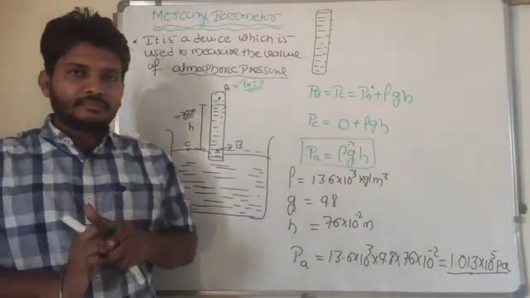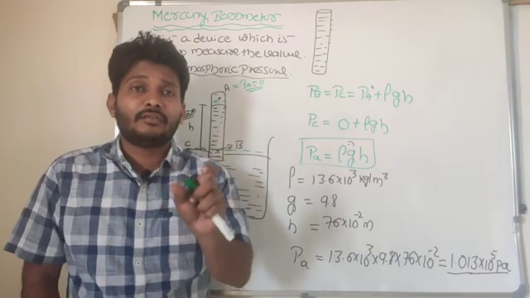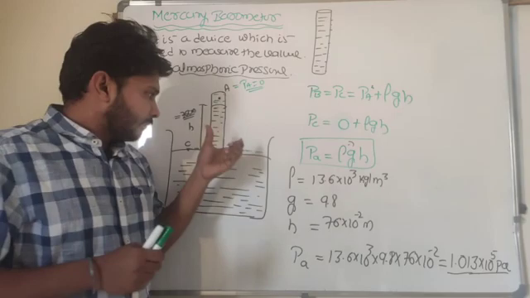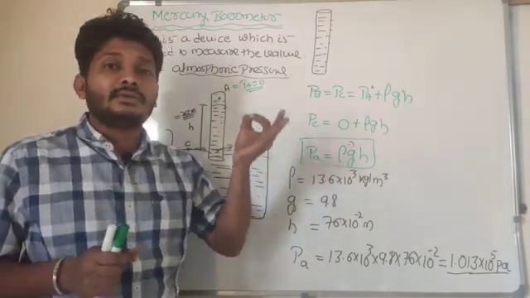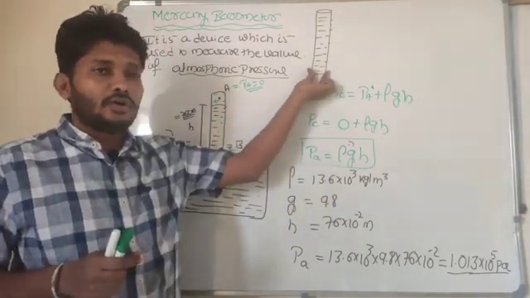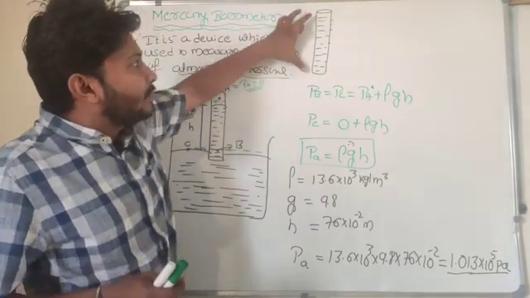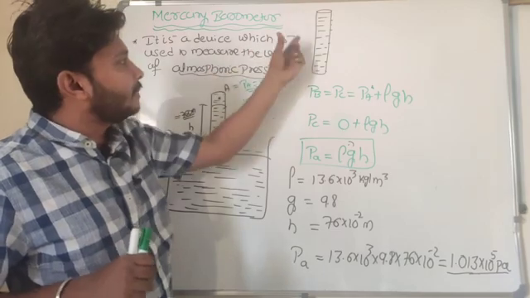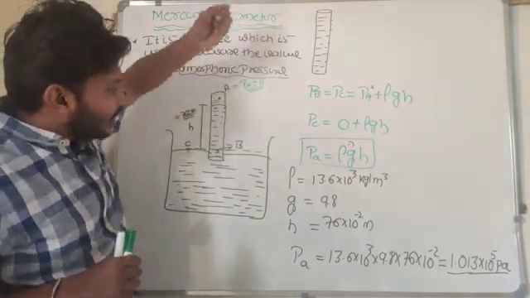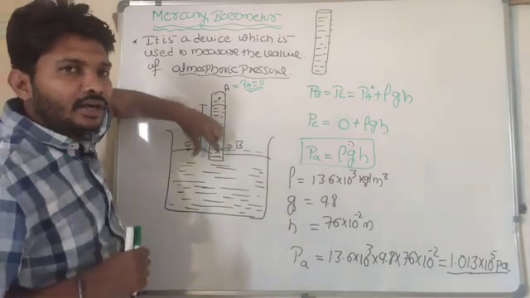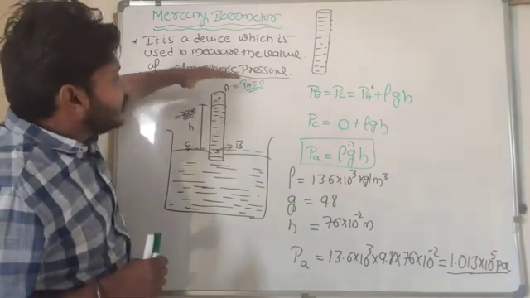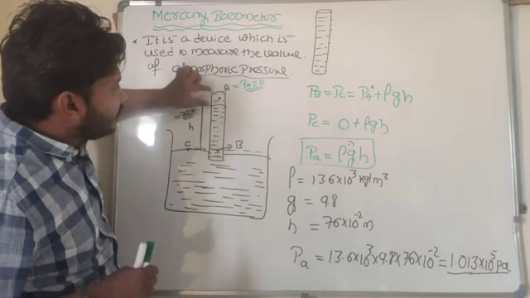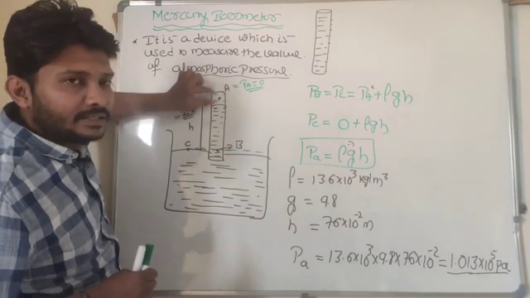So in order to calculate the value of atmospheric pressure, we use the mercury barometer. The mercury barometer consists of one long tube filled with mercury. Let us take the length of the tube as 1 meter. This tube I will immerse into the container in an inverted manner. If I do that, the level of the mercury in the long tube is going to decrease, and an air gap is placed here.